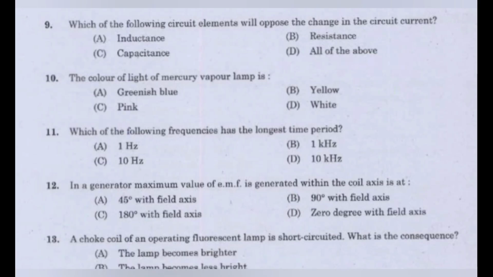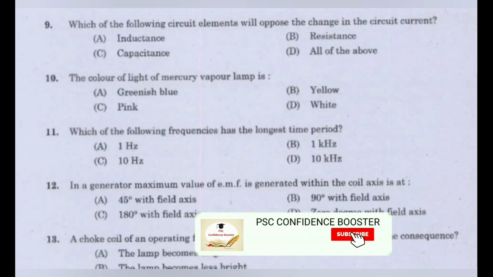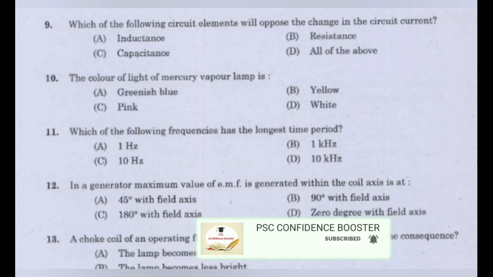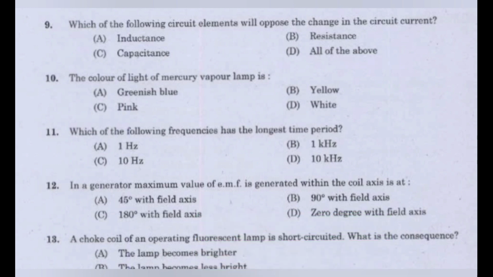Question number 9. Which of the following circuit elements will oppose the change in the circuit current? Option A, inductance. Option B, resistance. Option C, capacitance. Option D, all of the above. Answer is option A, inductance.